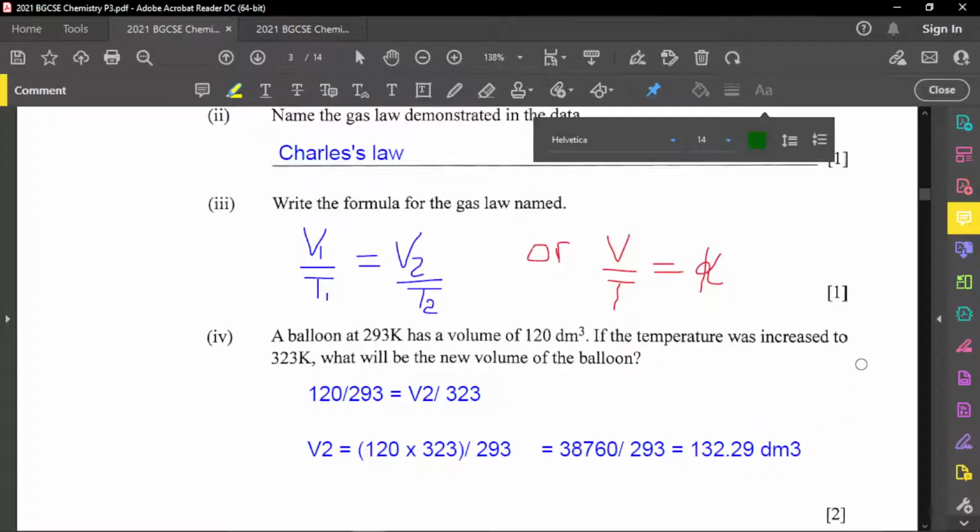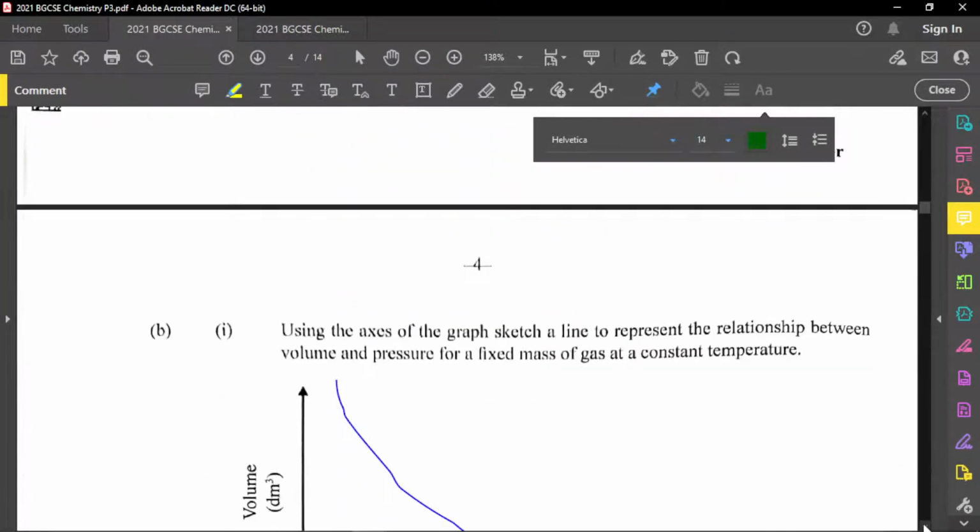Of course, if you notice, there is an increase in the volume, because once you increase the temperature, you should have an increase in the volume. So that's one way to also check your answer. All right, let's go to the next part of the question.